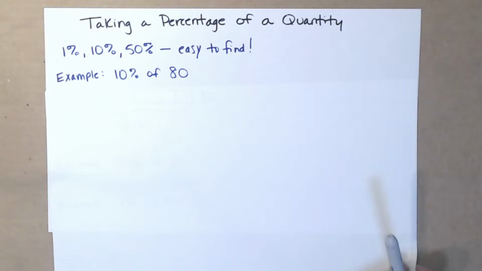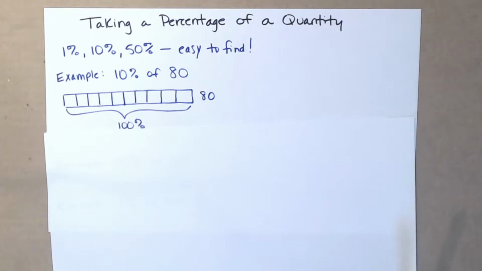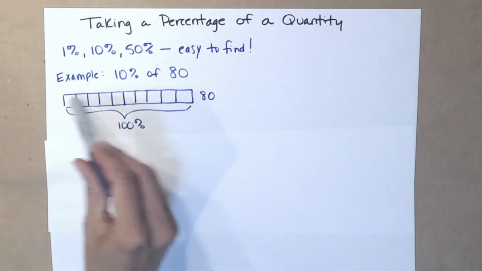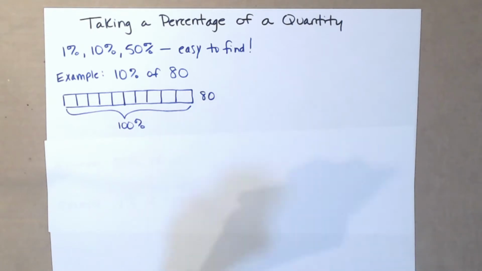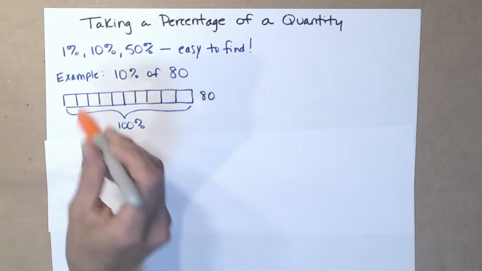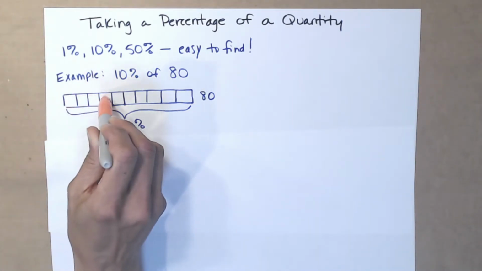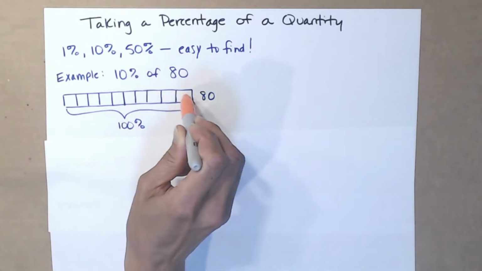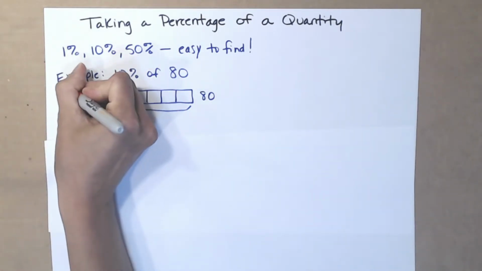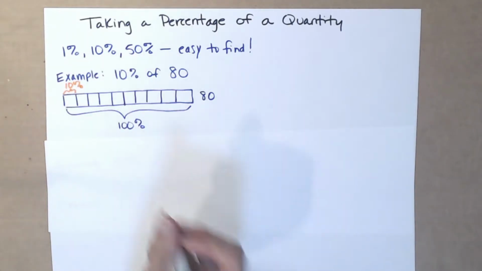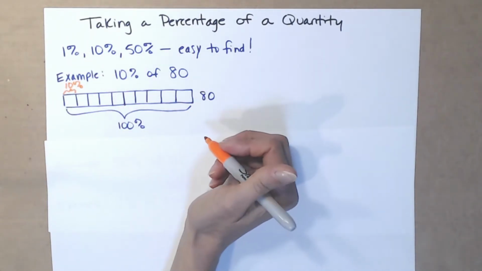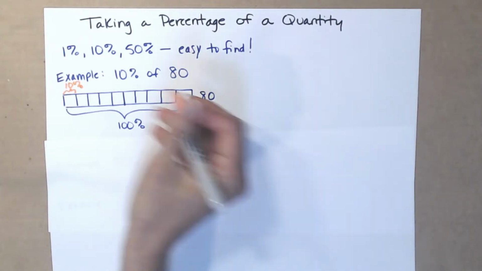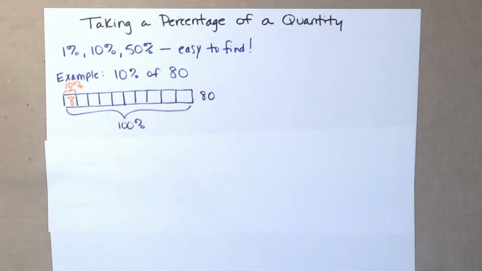Here's an example, 10% of 80. To go over this, I want to look at a bar model of this. So here's our 80. 100% is the whole thing. 10% is 1/10 of that. So this is 10%, 20, 30, 40, 50, 60, 70, 80, 90, 100%. So 10% is 1/10 of it. 1/10 of 80, that's like taking 80 divided by 10, which would be 8. So 10% of 80 is just 8.